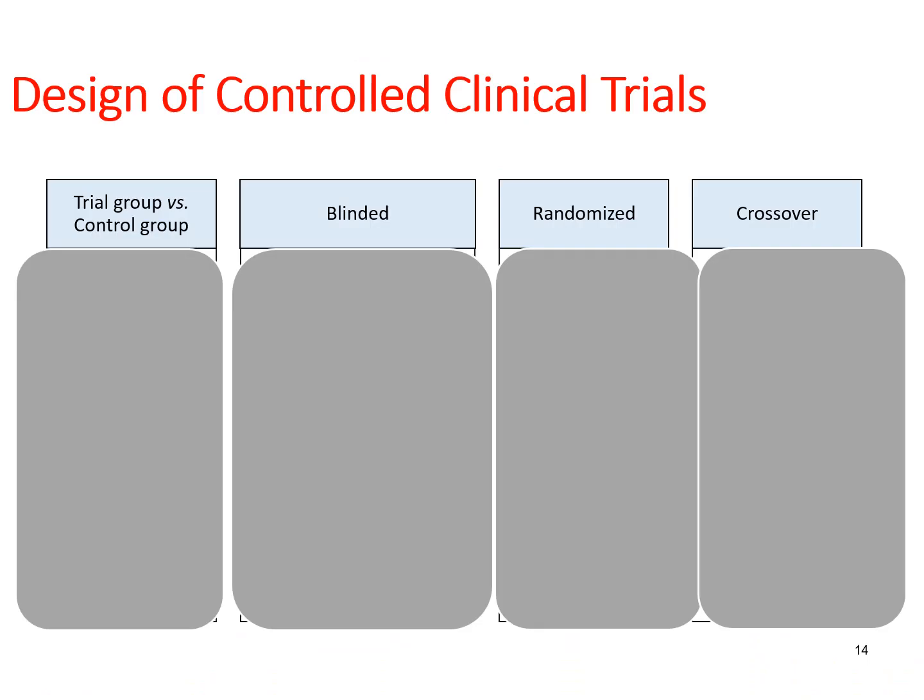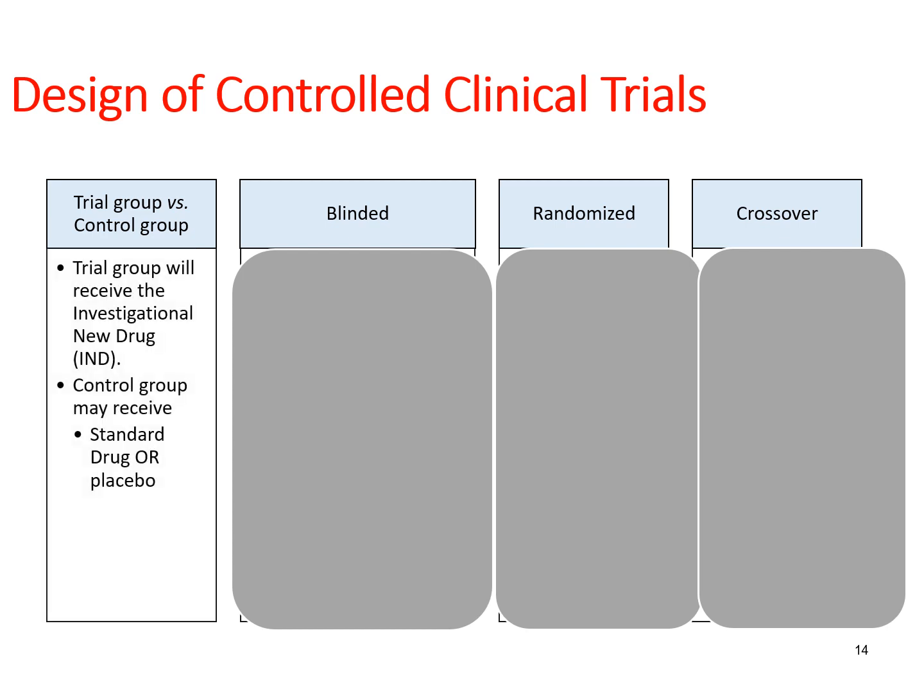Now let's take a look at some of the terminology used in clinical trials. First, what is a trial group versus control group? In the clinical trial, the trial group are the people who receive the investigational new drug, whereas the control group may either receive a standard existing treatment or a placebo instead.